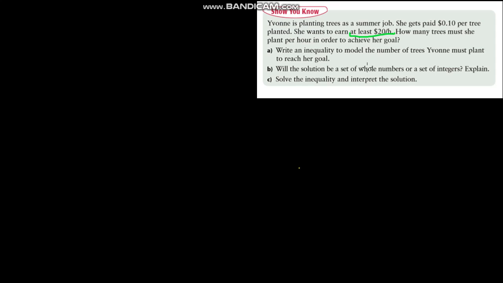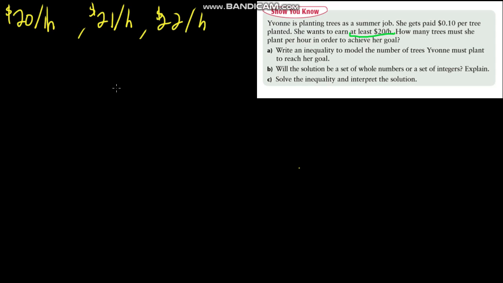She can get more than $20 an hour. She can equal $20 an hour, but she wants to get up to that point. And then how many trees is she going to have to plant in order to get that goal? So let's write an inequality to model the number of trees Yvonne is going to plant to reach her goal. Let's start by framing a way of thinking about this problem. If she can get $20 per hour, that would be acceptable. She could get anything over it, like $21 an hour, whatever the case, 22. She can always go up and up and up with this money.